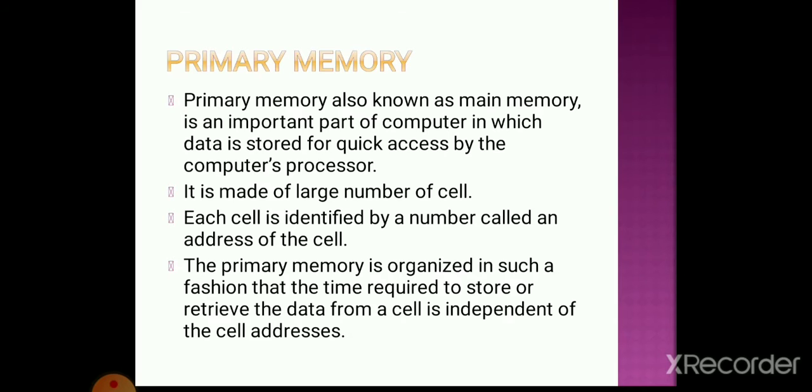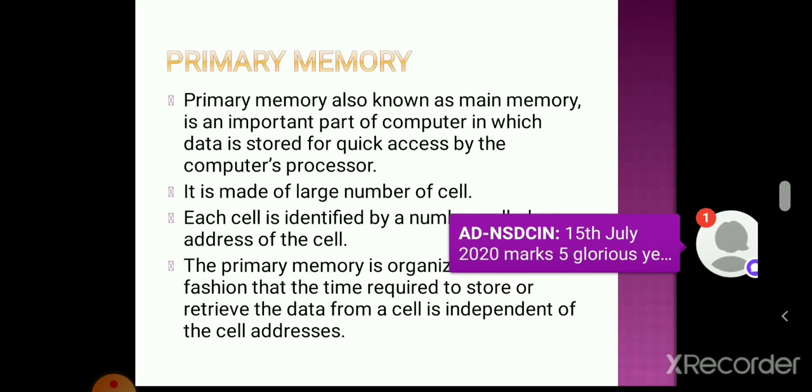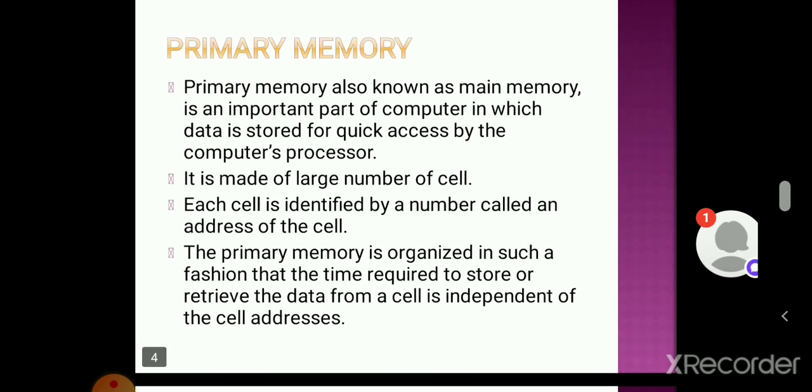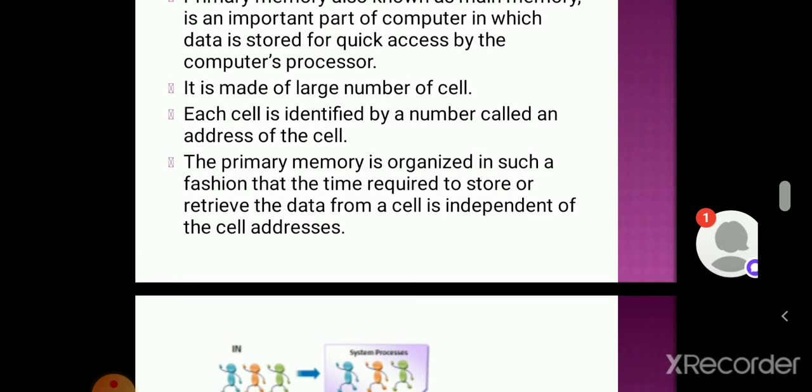Let us discuss our primary memory more deeply. Primary memory, also known as the main memory of our computer, is an important part of the computer in which data is stored for quick access by the computer processor. We can easily access our data through the computer processor.